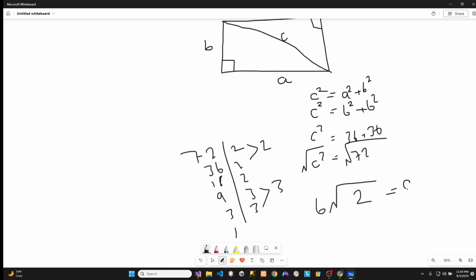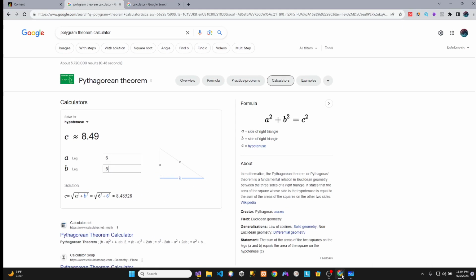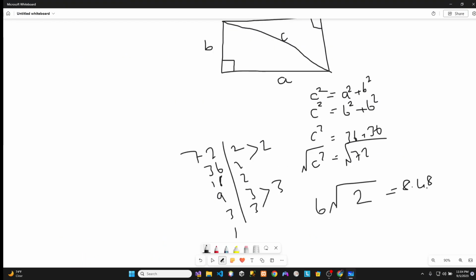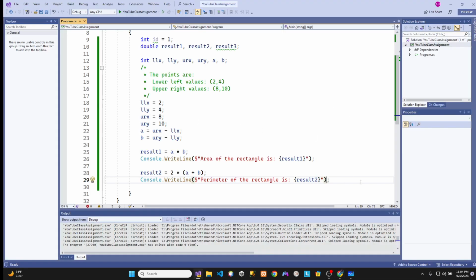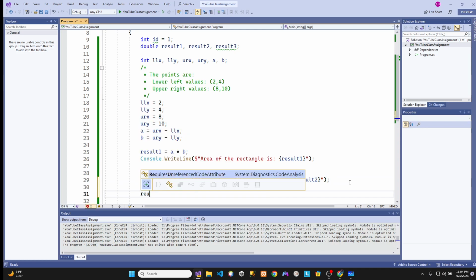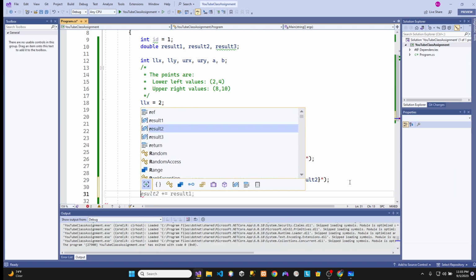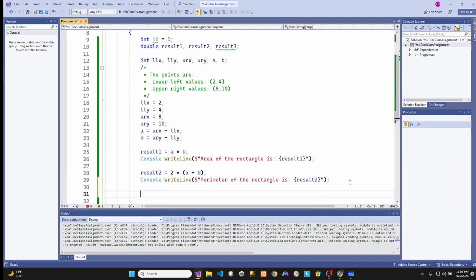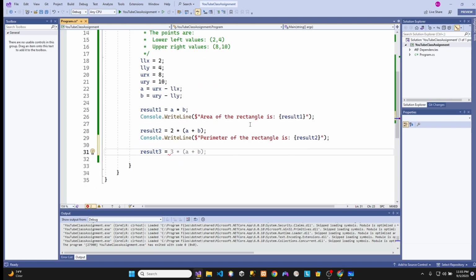So this is going to be 8.48 and 5. Let's calculate it. So result. So let's go to here. Result 3 equals. We need two numbers to take the square root of, right? The first one is the A and B.